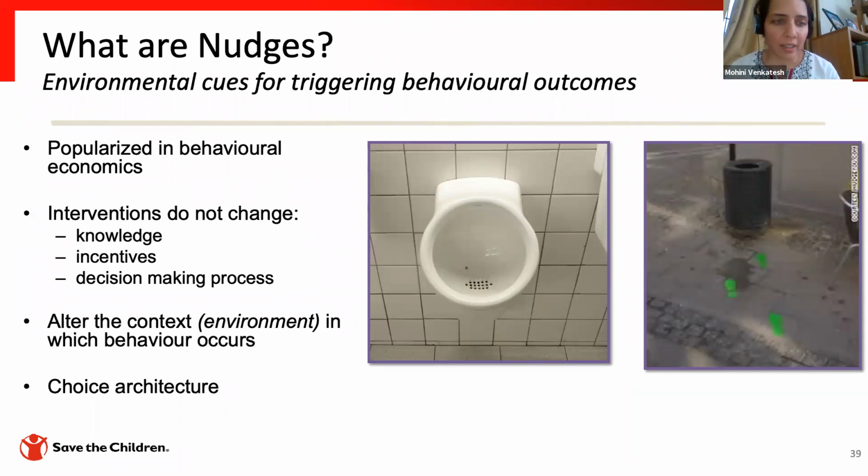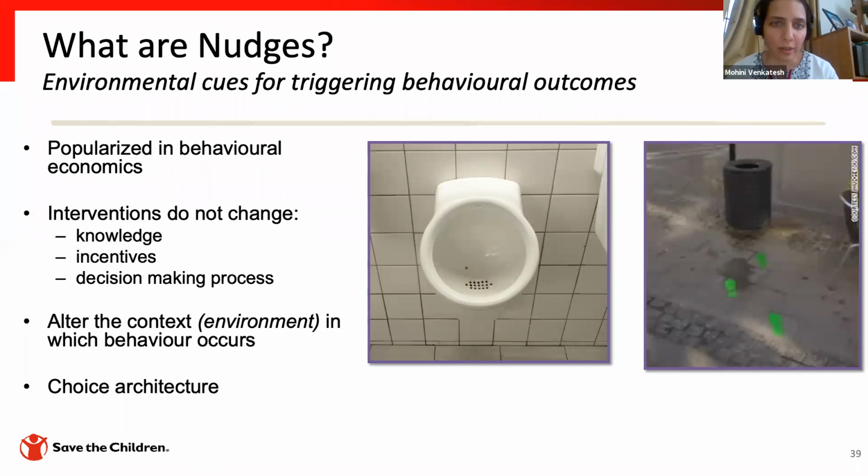And here are a couple of examples which many of you may have seen. One is of a urinal where there's a black fly drawn in the urinal, and that's the nudge for ensuring hygienic use of the urinal. So there's no spillage of urine, so urinating inside the urinal.